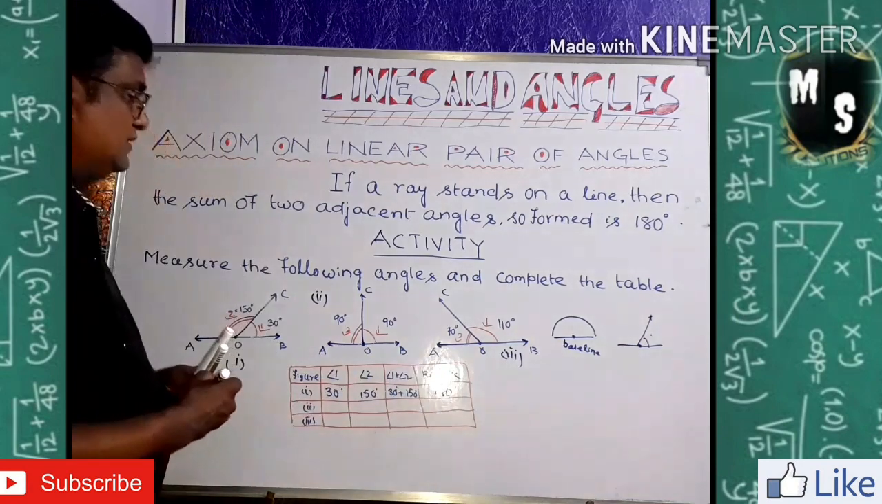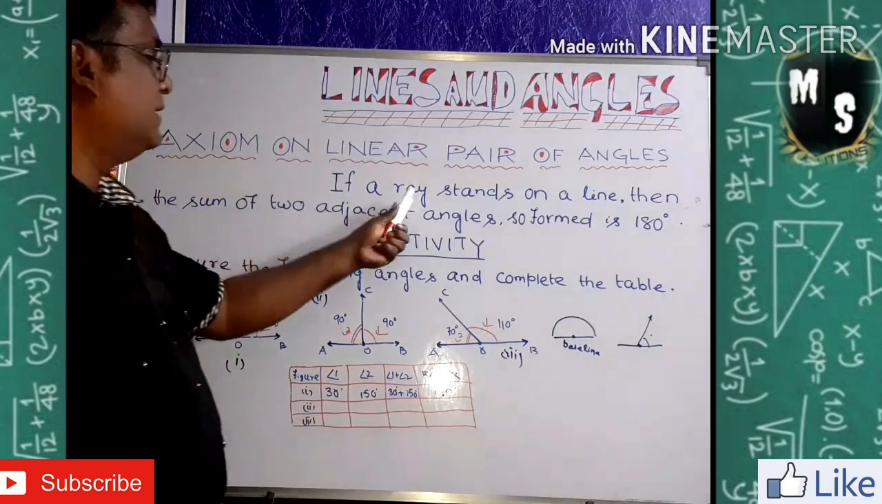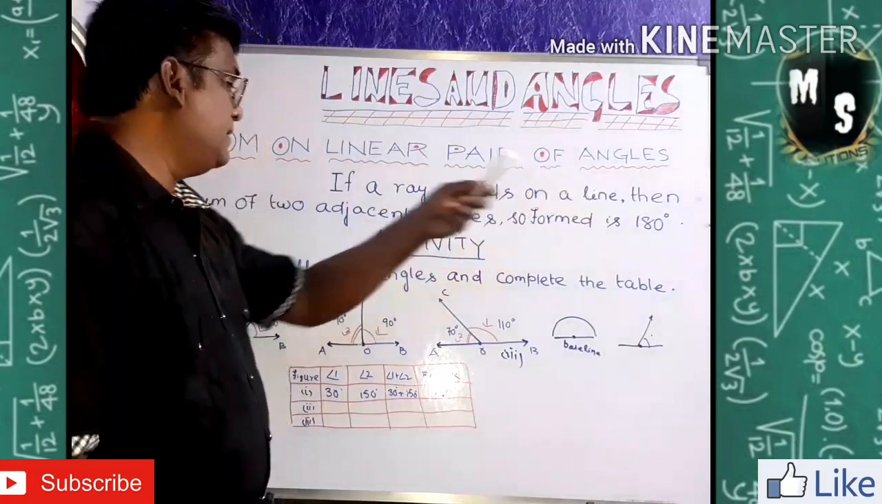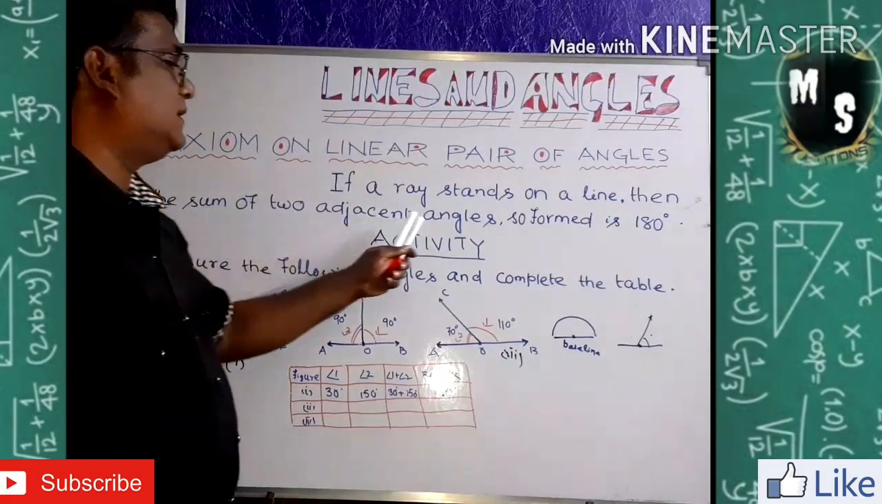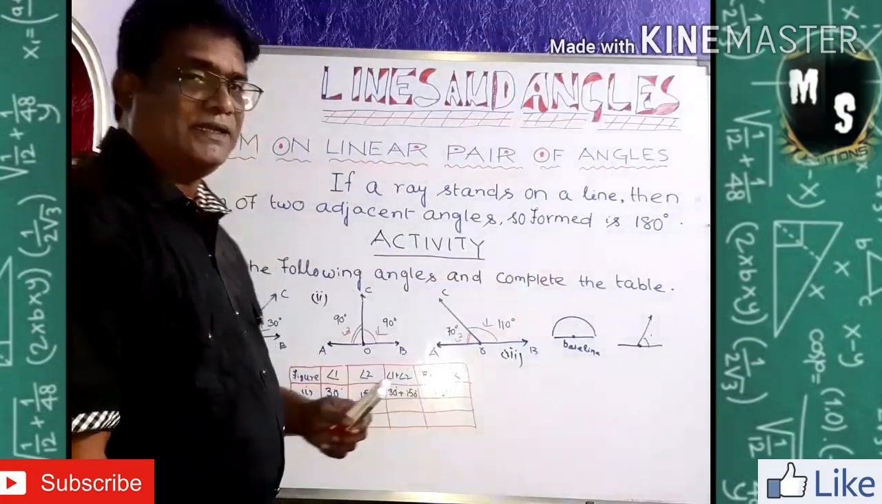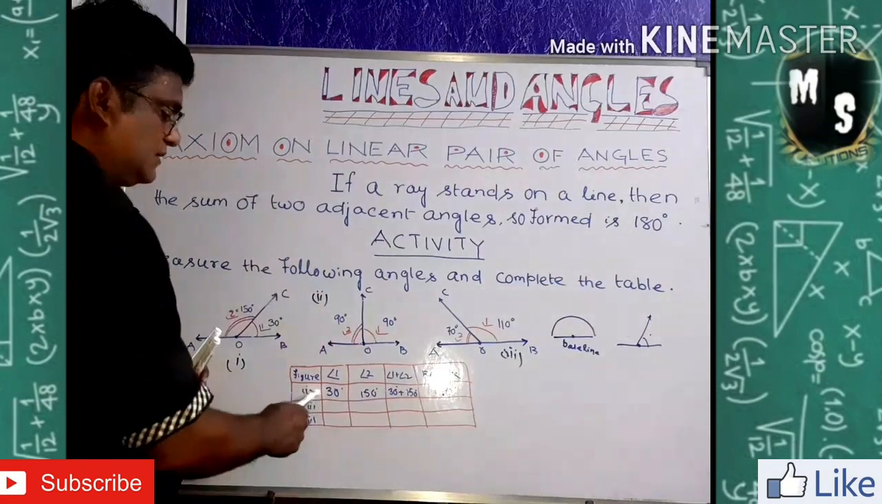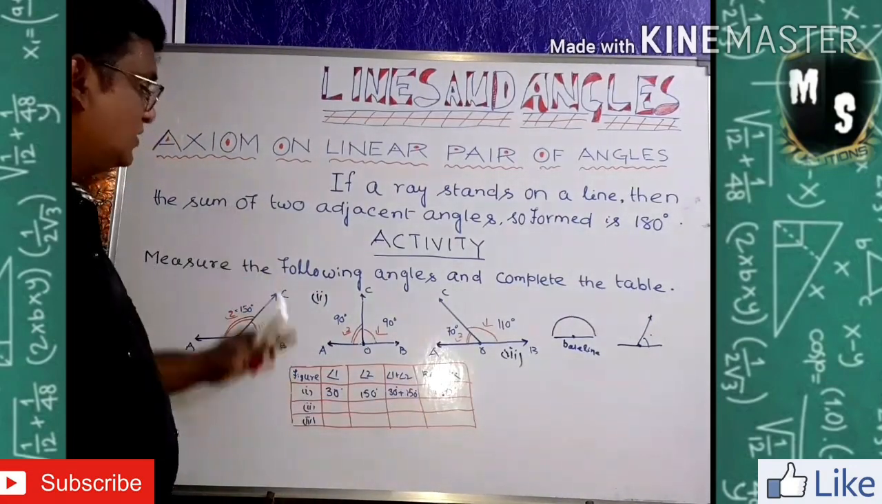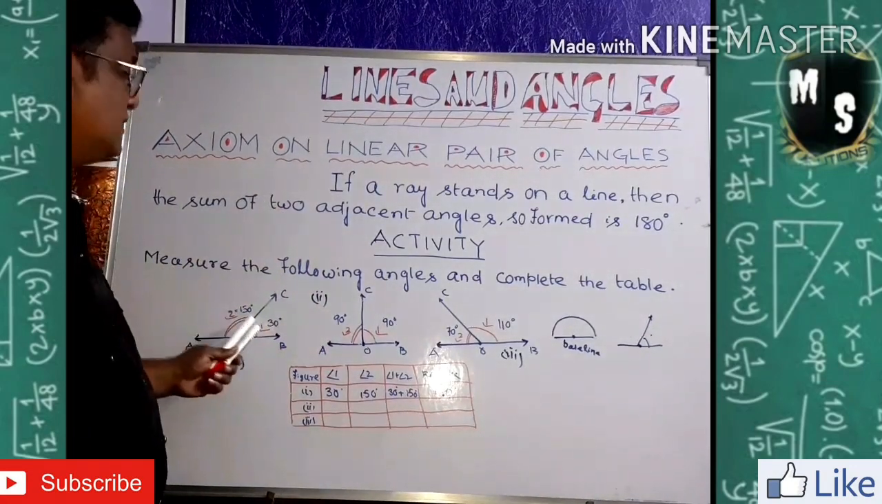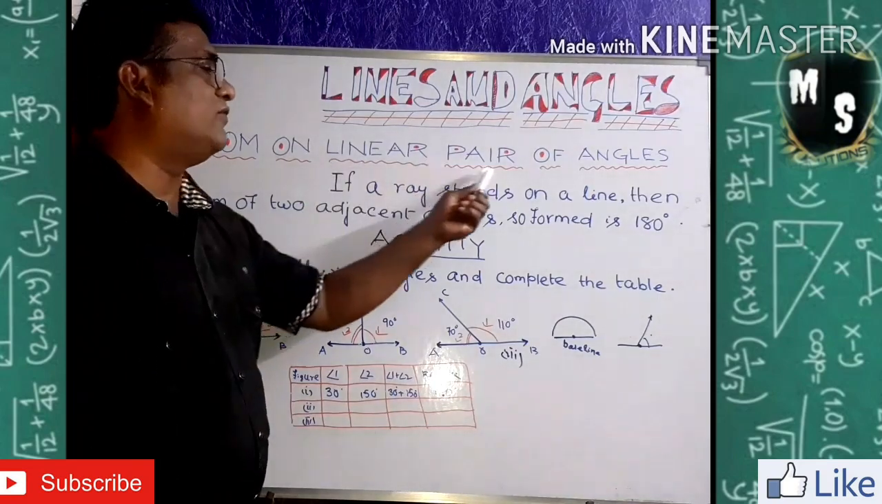So that is the axiom saying to us, if a ray stands on a line, then the sum of the two adjacent angles so formed is 180 degree. Now you understood how it is coming 180 degree. So these two pair of angles are called the linear pair of angles.